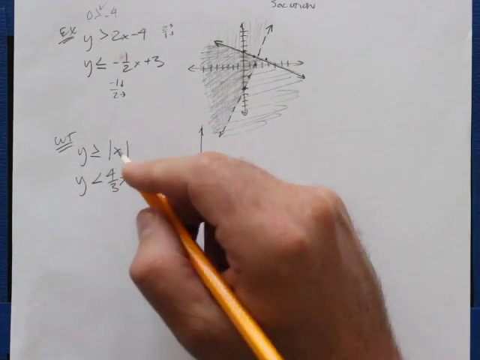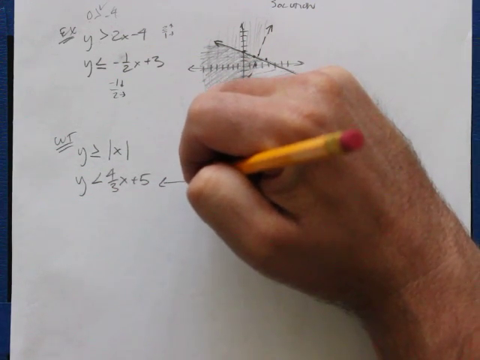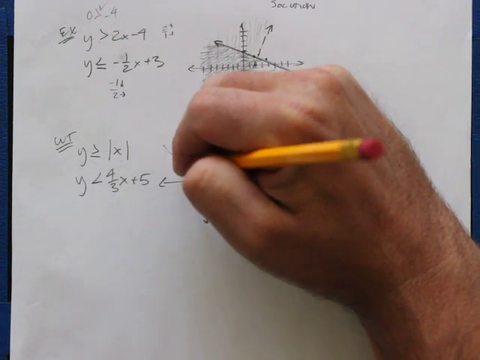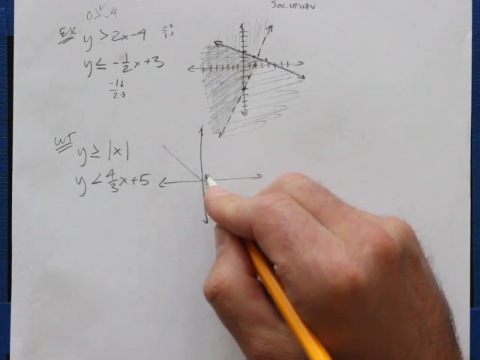The absolute value of x looks something like this, right? 45-degree angle.